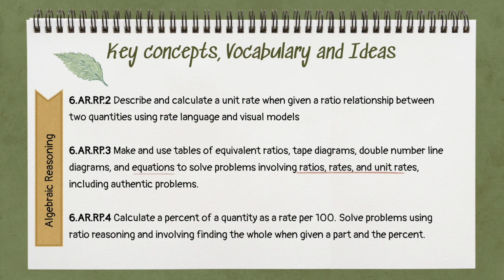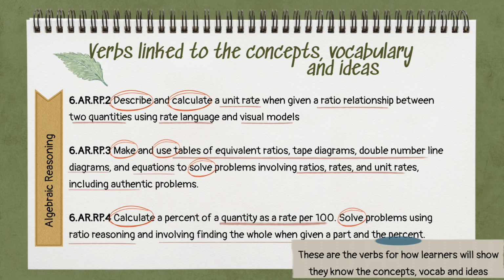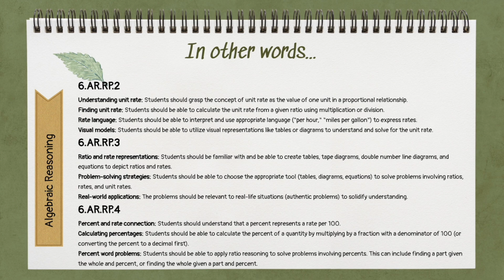Now we're moving into the category of algebraic reasoning and the subcategory ratios and proportional relationships. So first, again, I'm going to underline any of the key concepts, vocab, and ideas. Again, these are skills learners need to be able to do within each standard. And before you move on, why don't you pause the video and see if you can identify the verbs that we will link to each one of these concepts, vocabs, and ideas. By circling the verbs in each sentence, how learners will show they know the concepts, vocab, and ideas. And then I also have in my own words what students should be able to do by the end of those standards.